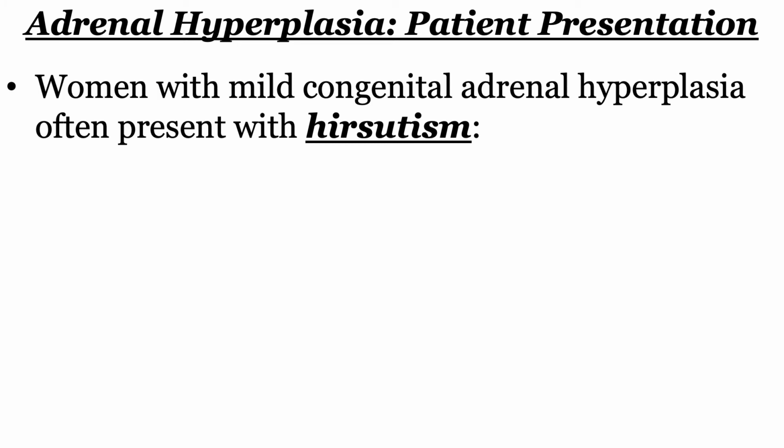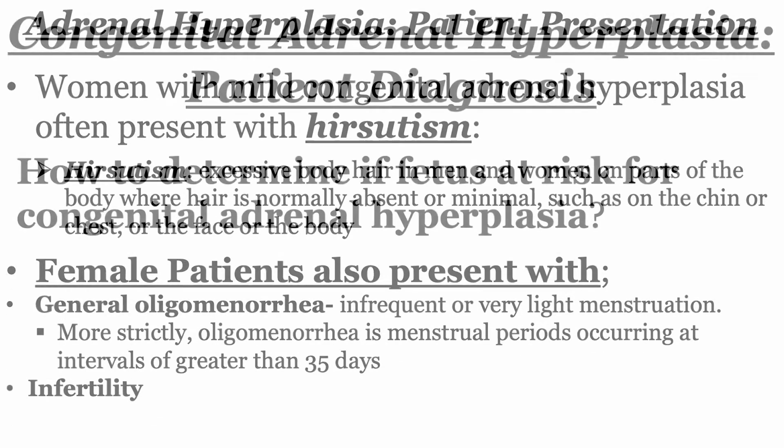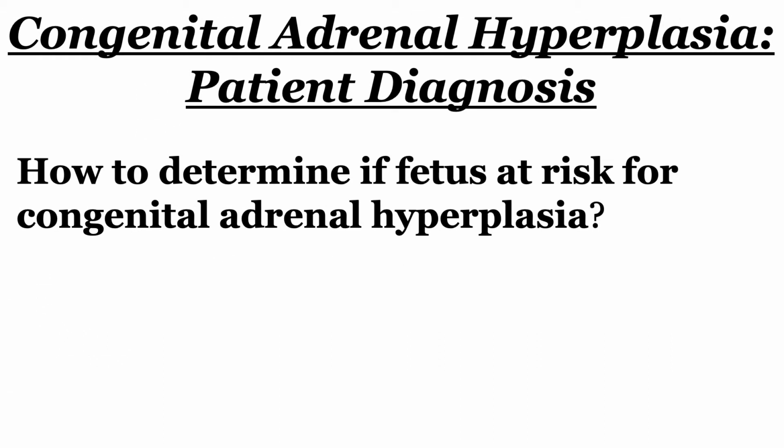Women present with hirsutism. Hirsutism is excessive body hair in both men and women, where it's normally absent. Female patients also present with general. So at this point, you may be asking yourself, how do we diagnose these patients? More importantly, how do we determine if a developing fetus is at risk for congenital adrenal hyperplasia?